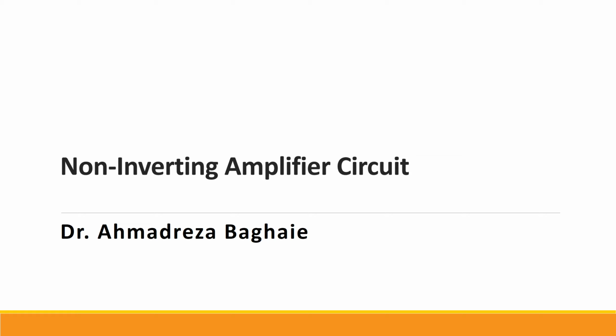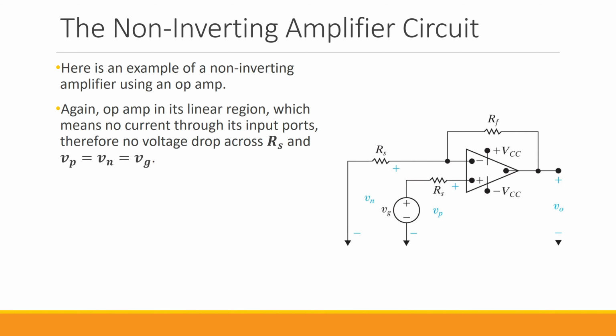In this video, I want to talk about the non-inverting amplifier circuit. Up until now, the circuits that we have used and analyzed were inverting amplifier circuits. So we had this negative sign in the equation that basically meant whatever the voltage at input is, the output will be multiplied by a gain and a negative sign. Now let's take a look at a circuit that is an example of a non-inverting amplifier.